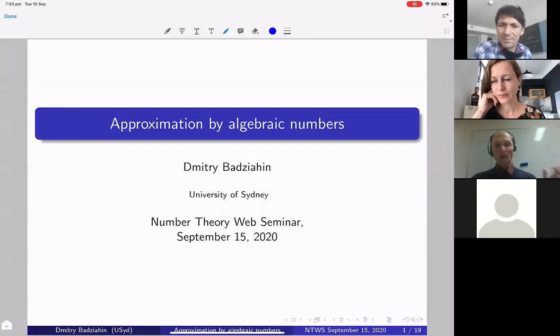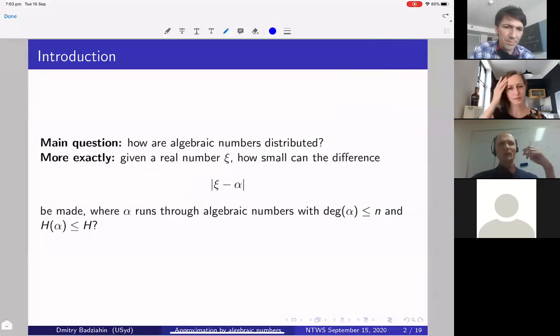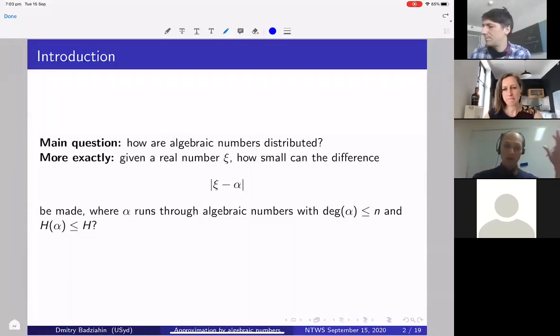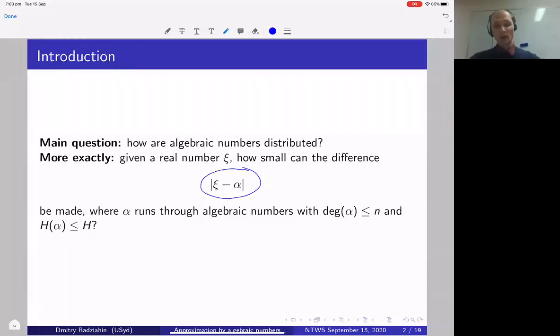So today I'm going to talk about approximation by algebraic numbers, and the main question for today would be to understand how well algebraic numbers of bounded degree are distributed, or more exactly, given a real number psi, we want to understand how small can we make the difference psi minus alpha, where alpha runs through algebraic numbers of bounded degree, so degree of alpha is at most n, and bounded height, so, height of alpha is at most H.